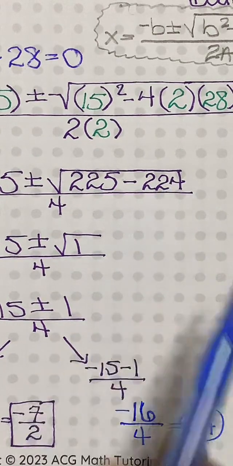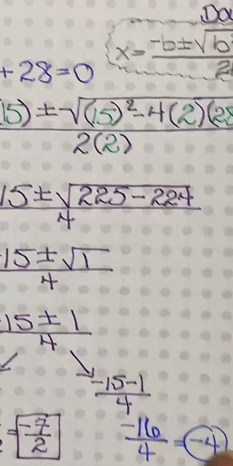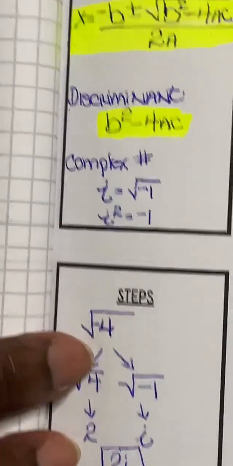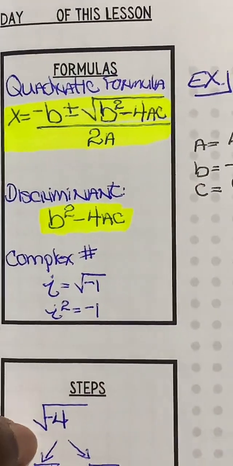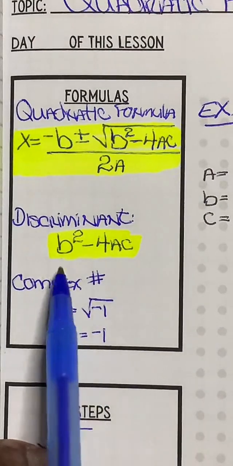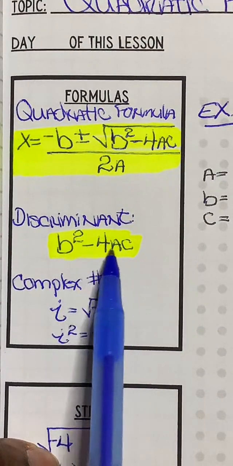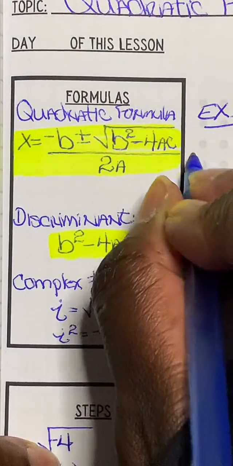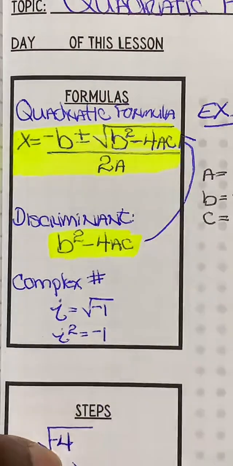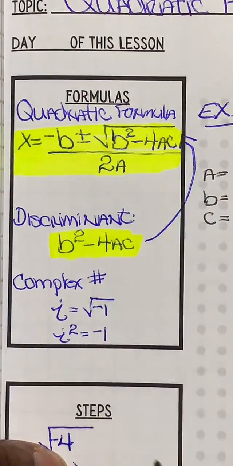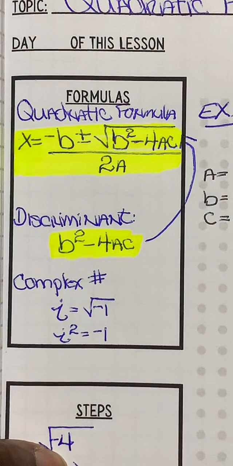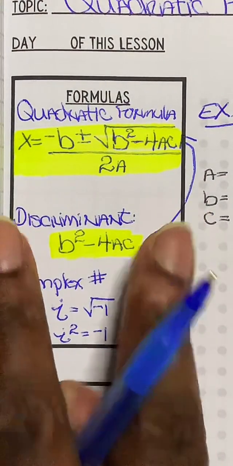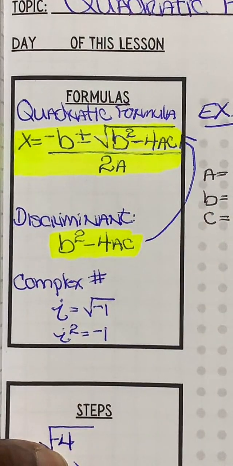Have you guys heard of the discriminant before? So the discriminant tells you what type of solutions you're going to have. If you notice, the discriminant is b squared minus 4ac. Guess what? It's the same as what's underneath the radical. So what's underneath the radical will tell you what type of solutions you're going to get. Are you going to get one of those double zeros? Are you going to get two official answers? Or are you going to get a complex number?